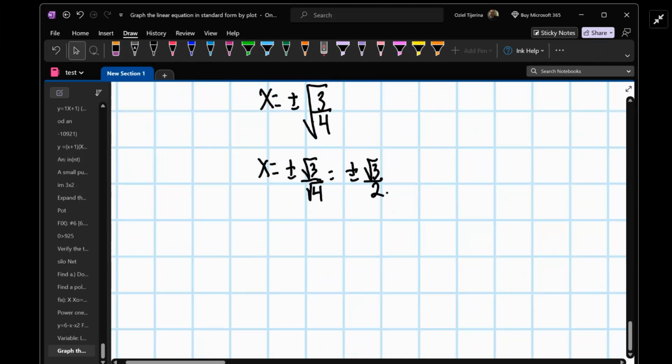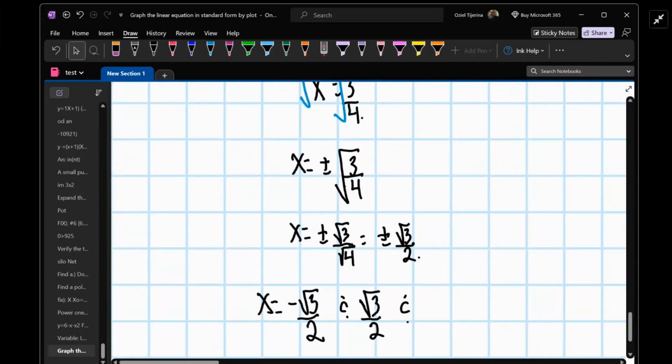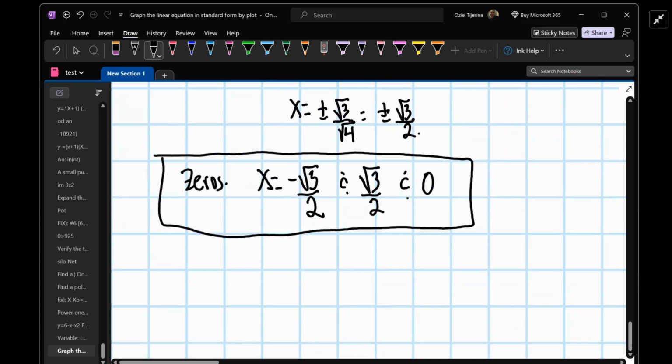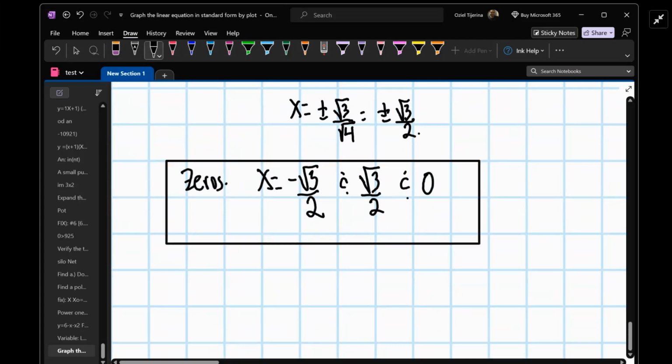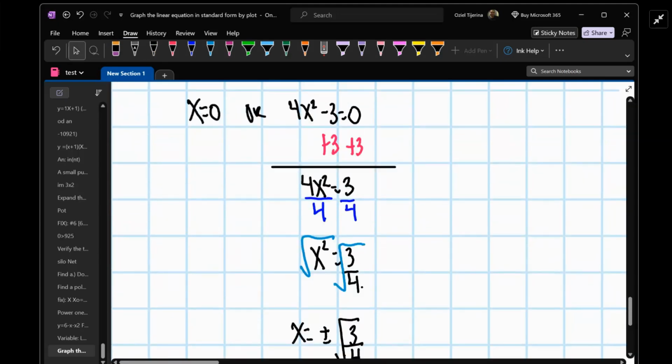So it would be x equals negative square root of 3 over 2, and square root of 3 over 2, as well as x equals 0 for the zeros. So these are the zeros of the polynomial function. Now, what we want to do next here is go ahead and find the critical points.